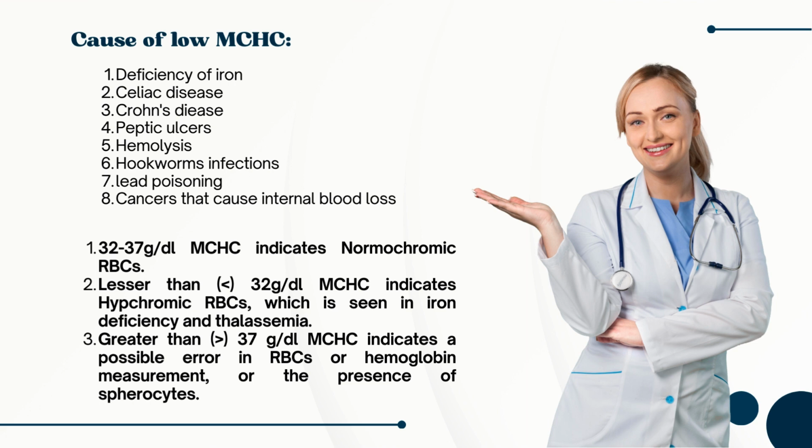32 to 37 g/dL MCHC indicates normochromic RBCs. Less than 32 g/dL MCHC indicates hypochromic RBCs, which is seen in iron deficiency and thalassemia. Greater than 37 g/dL MCHC indicates a possible error in RBC or hemoglobin measurement, or the presence of spherocytes.